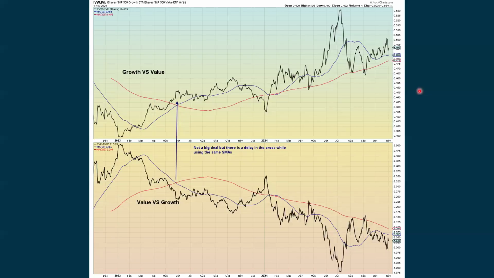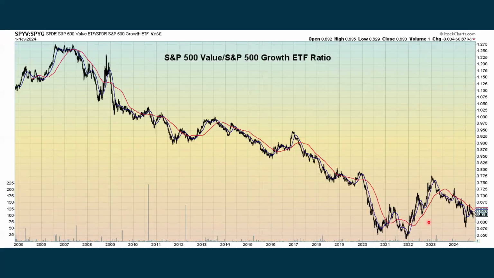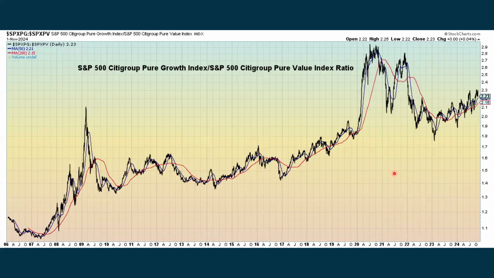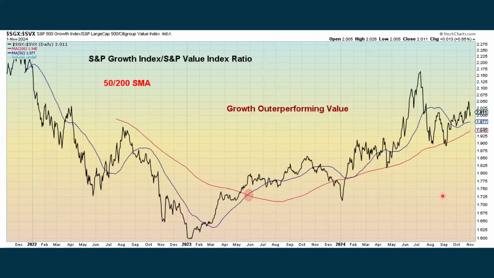Then we do our analysis, comparing growth with value on a ratio basis, and we can see here that growth is outperforming value, and inverse shows you how value is underperforming growth. We also look at this using ETFs, showing how growth is outperforming. Here's an inverse showing how value is underperforming. Then a little bit longer term chart here showing how growth continues to outperform. This shows on a shorter term chart how value is underperforming growth. And we also look at another index look showing how growth continues to outperform. And so that's more positive for the market.